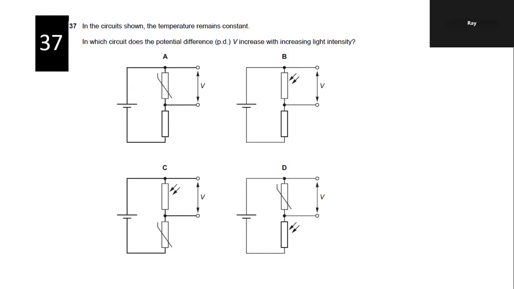In the circuit shown, the temperature remains constant. In which circuit does the potential difference V increase with increasing light intensity?